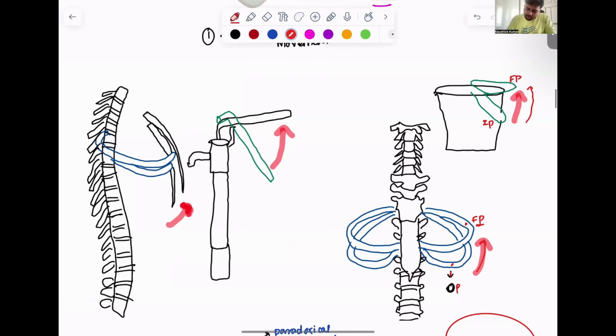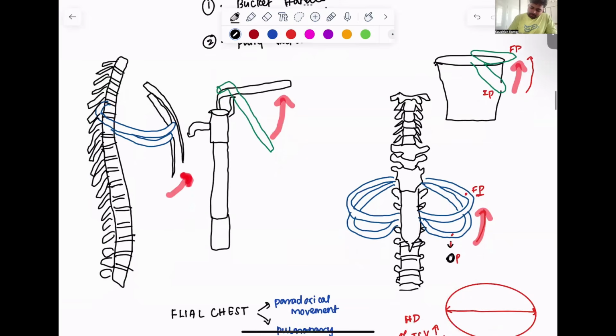So the second important movement is pump handle movement. In this image, you can see this is the initial position of the rib. This is sternum. This is vertebra, right? The ribs are attached from sternum to vertebra. So this is the initial position. When external intercostal muscle contracts, it is going to push.